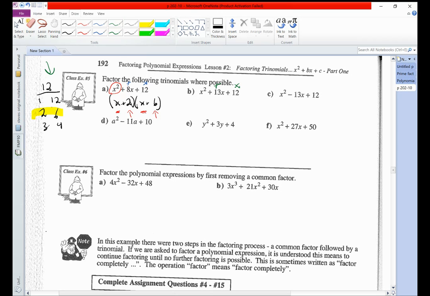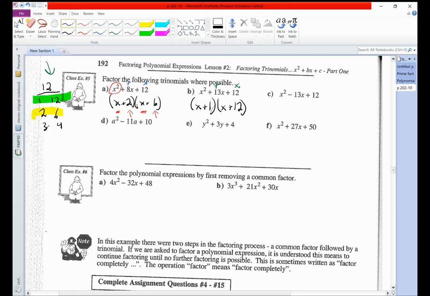Well, it looks like 1 plus 12. So my answer is x plus 1 and x plus 12. Now, if you wrote that opposite, if you wrote x plus 12 multiplied by x plus 1, it wouldn't matter. It's the exact same thing. When you're multiplying numbers, the order doesn't matter.